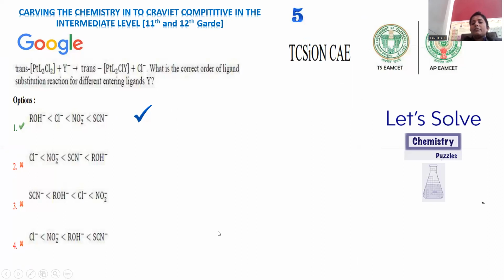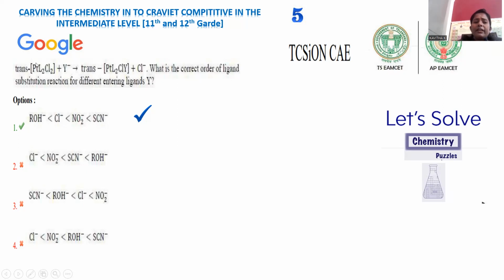Move on to question number 5. This question is collected from the Gurukulam Degree College lecturer entrance examination, a competitive examination. Trans platinum L2Cl2 is a kind of square planar complex, and it is a trans complex. Trans means similar functional groups are in the opposite directions, which is called a trans isomer. In a cis isomer, similar functional groups are on the same side.